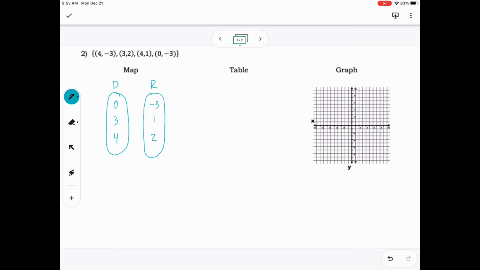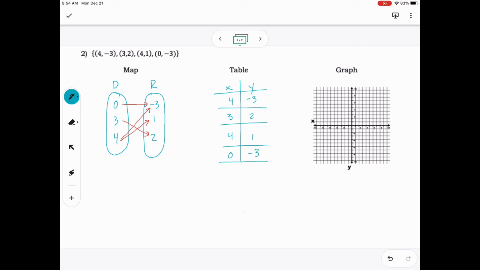The x's had a 4 that repeated, and the y's had a -3 that repeated, so we only needed to write those numbers once. Then draw your arrows to connect the x's to their y's. 0 to -3, 3 to 2, 4 to -3, and 4 to 1. Next, we make our table and write our points in the rows that we have made. So 4 is across -3, 3 is to 2, 4 to 1, and 0 to -3.